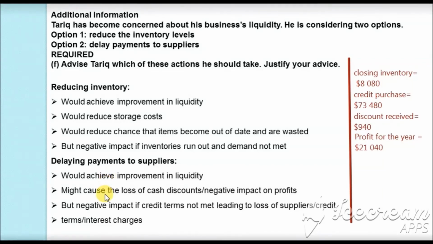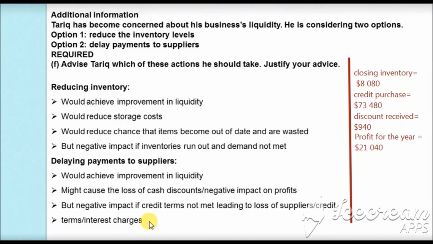However, this might cause the loss of cash discount. If we remember, in the question it was given that they are receiving a discount of $940, so he will lose this discount if he delays the payment to the supplier. And furthermore, it will have a negative impact on the credit terms, and because of this he may lose his suppliers. And sometimes suppliers also charge interest on the credit period for which they have supplied the raw material, and this will also be an extra expense for the business.